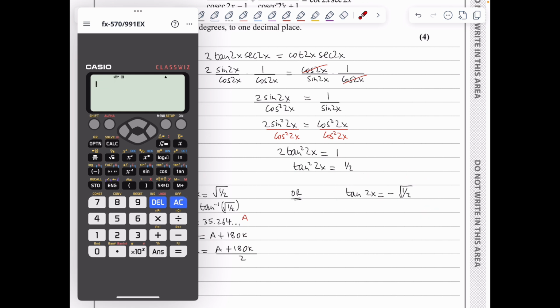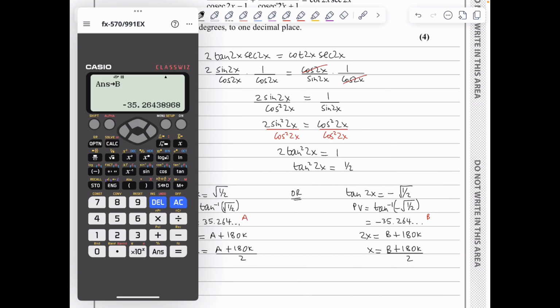Let's find the PV, which is going to be shift tan of the negative square root of 1 over 2. So shift tan of minus the square root of 1 over 2 gives an answer of negative 35.264... I will store this on B. So the B button is holding this principal value, and we therefore have 2x is equal to B plus 180k, and this leads to x being B plus 180k, all divided by 2.